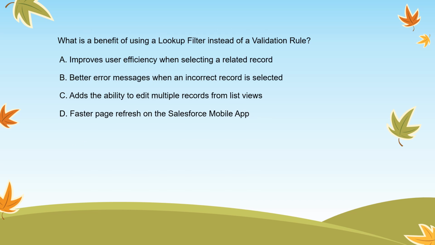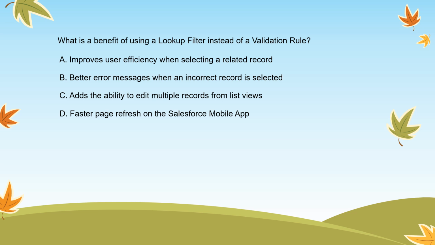What is the benefit of using a lookup filter instead of a validation rule? A, improves user efficiency when selecting a related record. Yeah, that seems about right. B, better error messages when incorrect record is selected. That's not even a thing, so B's out.